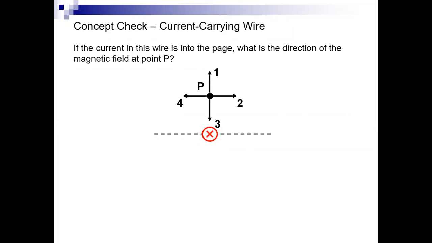So this concept check is given on the screen in front of you. Try to find the direction of the magnetic field at point P as shown in the figure. This is the wire, showing the direction of the current into the page, into the screen. Using the right hand rule, try to find the direction of the magnetic field. Take a few seconds and determine the direction of the magnetic field at this point P.